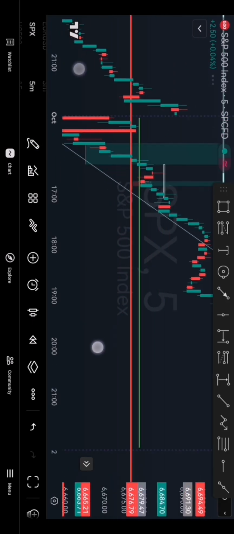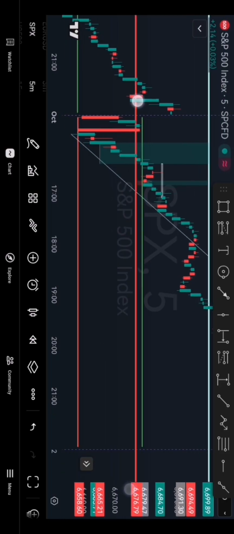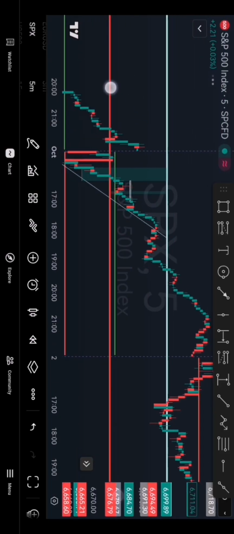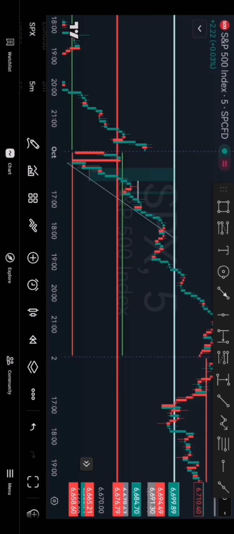Oh, this was one of my best trades actually that I caught. I actually have a video on the channel with this trade that I took when I took this trade. Right, there's the candle that broke out. That one there.